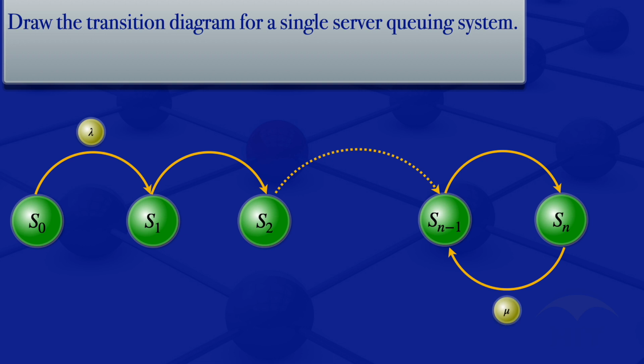So we can go on back until we get to S2. At S2, we are saying two customers in the system. If we have two customers and one is served, then we will remain with one. If we have one customer served, then we will go back to 0. So what we have there is the transition diagram for a single server queuing system.